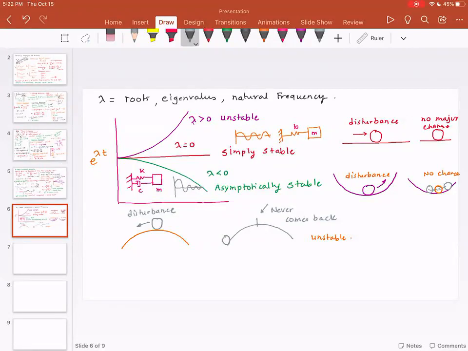Now, what does it mean when the system is unstable? I just want to give an example. Look it up: Tacoma Narrows Bridge failure.